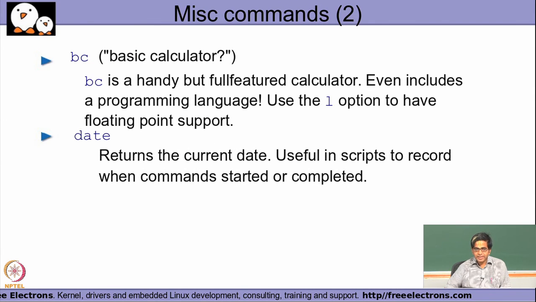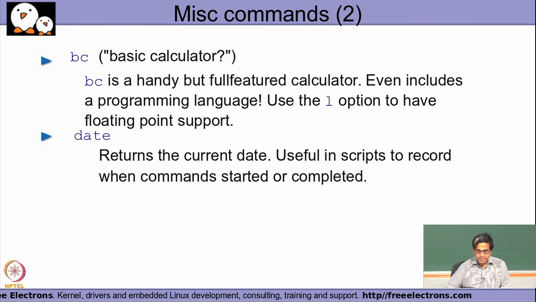So, bc is a command which is equivalent to your calculator program. You could do all kinds of basic arithmetic operations with the bc command. If you use the -l option to the bc command, it also helps you to do floating point arithmetic operations with the decimal values also factored in. But if the -l option is not used on the command line, it will only do integer arithmetic operations.